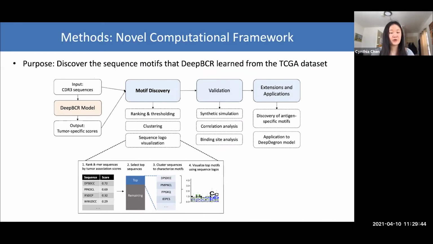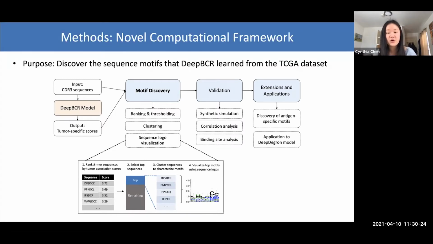Pretty much how the framework works is it first generates a bunch of random sequences and then inputs them through the DPCR model, and then looks at these tumor-specific output scores for each of the cancer types. Based on these scores, it ranks these sequences for each of the cancer types to identify the highest scoring sequences for each of the cancer types. Then, based on these sequences, it performs clustering and visualizations in order to identify the most prominent patterns. And so once these patterns and motifs are identified, we then performed validation using correlation analyses and binding site analyses in order to make sure that they are the correct motifs.